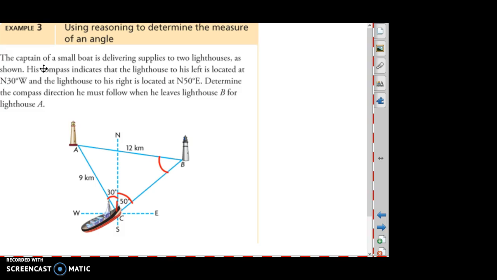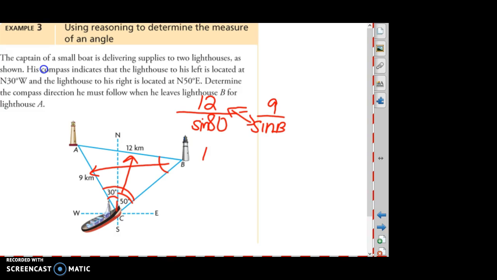Again, we are going to use sine law. So this total angle is 80 degrees. So we'll put sine 80. And the side opposite is 12. And if we want to find out what sine of angle B is, the side opposite of that is 9. So again, we'll cross multiply. 12 times sine B is equal to 9 times sine 80.